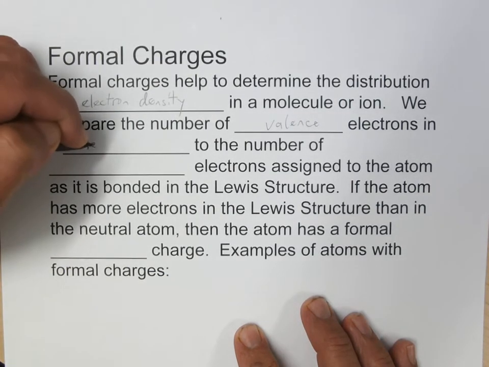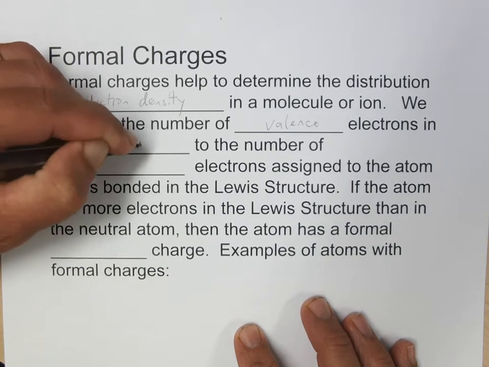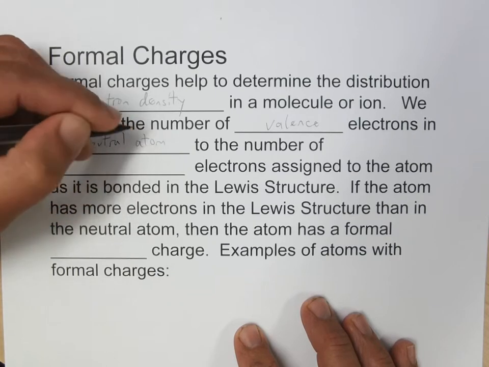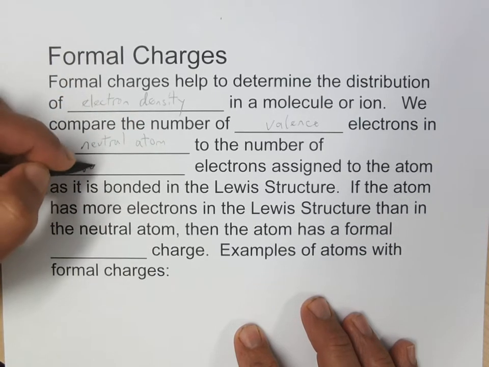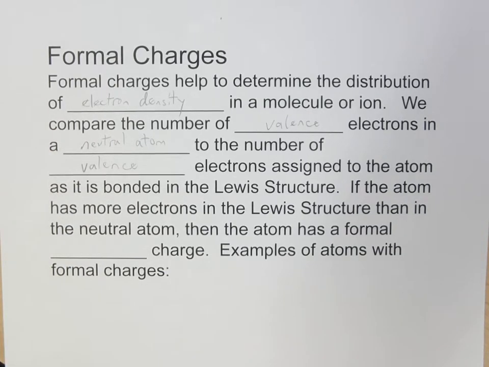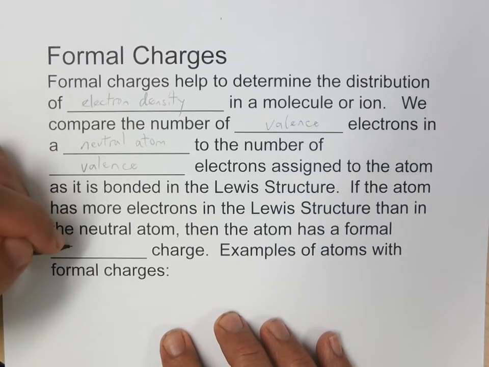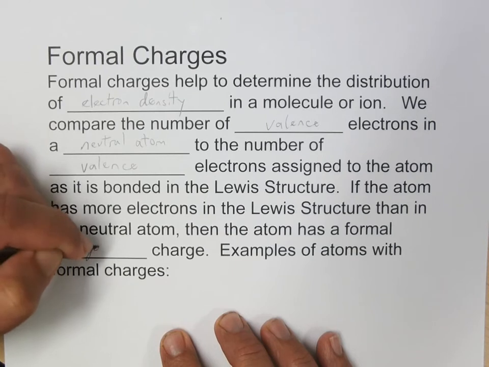in a neutral atom to the number of valence electrons that we would assign to the atom as it's bonded in the Lewis structure. If the atom has more electrons assigned to it in the Lewis structure than in the neutral atom, then it's got extra electrons and would get a formal negative charge.